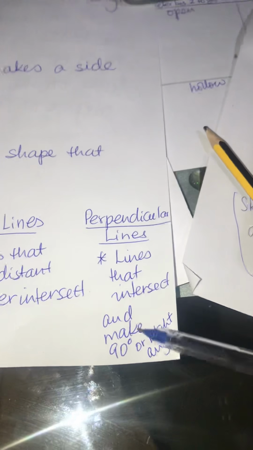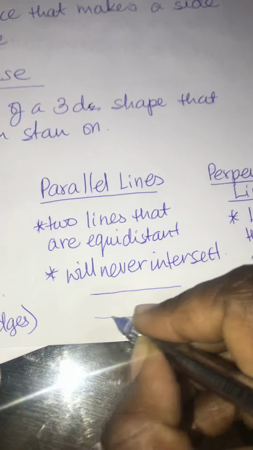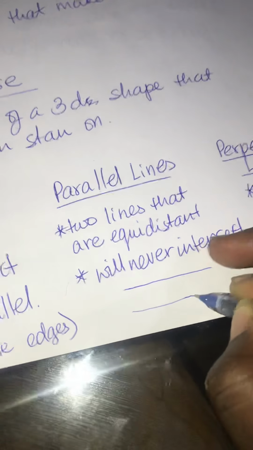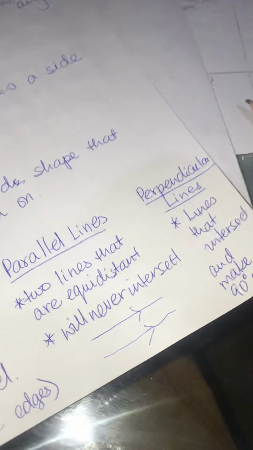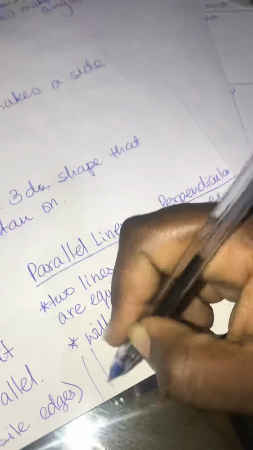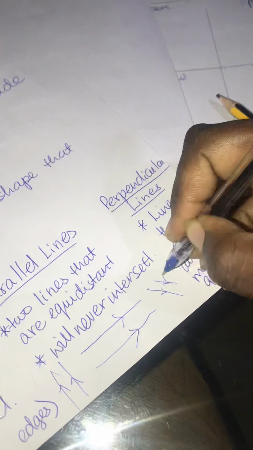Then we have perpendicular lines. So parallel lines, they go like this. They are horizontal. Please use a ruler. See me, I can't draw straight lines because I'm holding my phone. Use a ruler. They can be vertical and they can be diagonal. Okay?